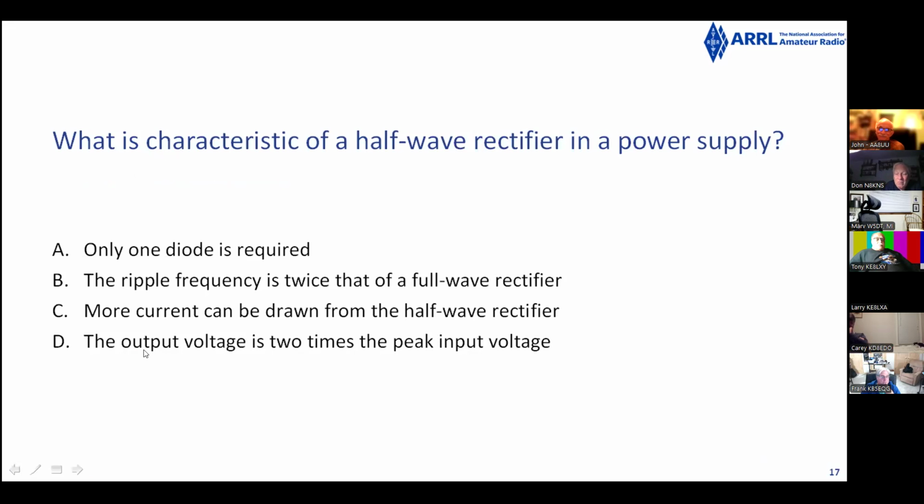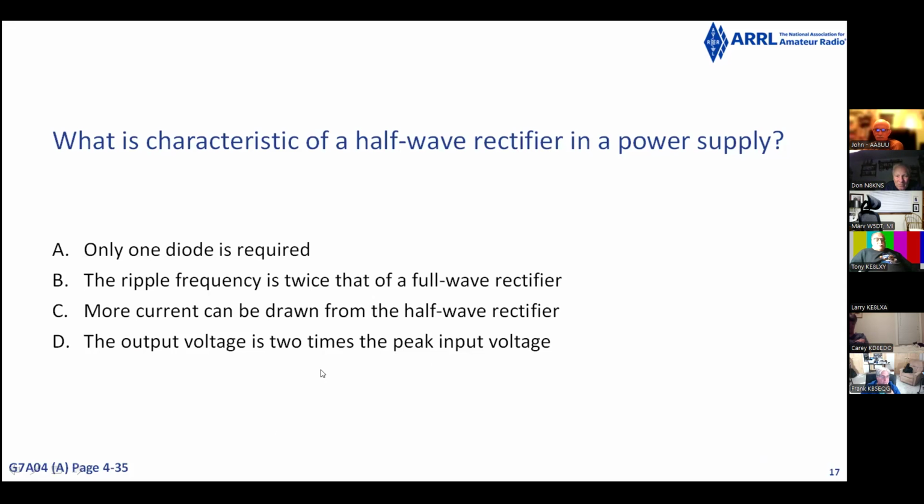Well, remember I said that they don't use them much anymore because the diodes are so cheap. But back in the day, at one point the diode was a tube. So it was a big deal how many diodes you had. So this is an alpha. Only one diode is required for a half-wave rectifier.